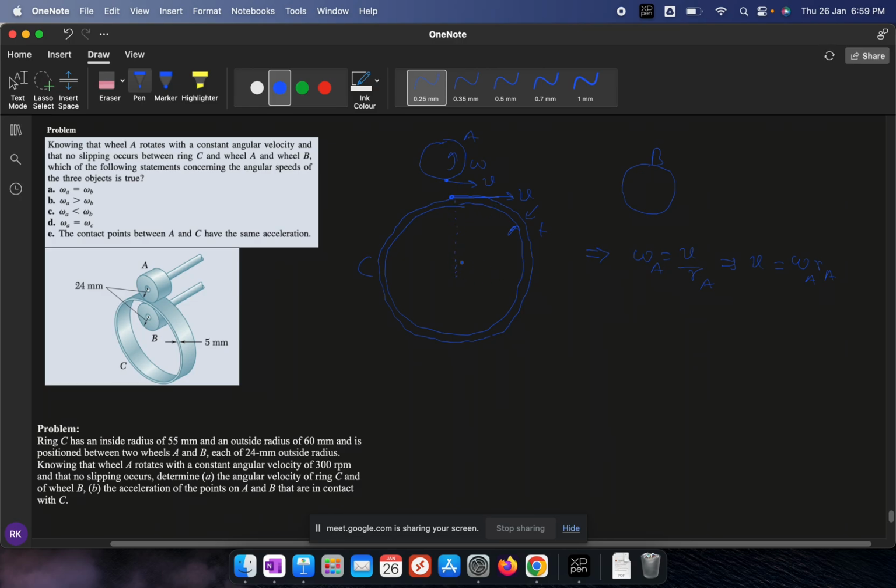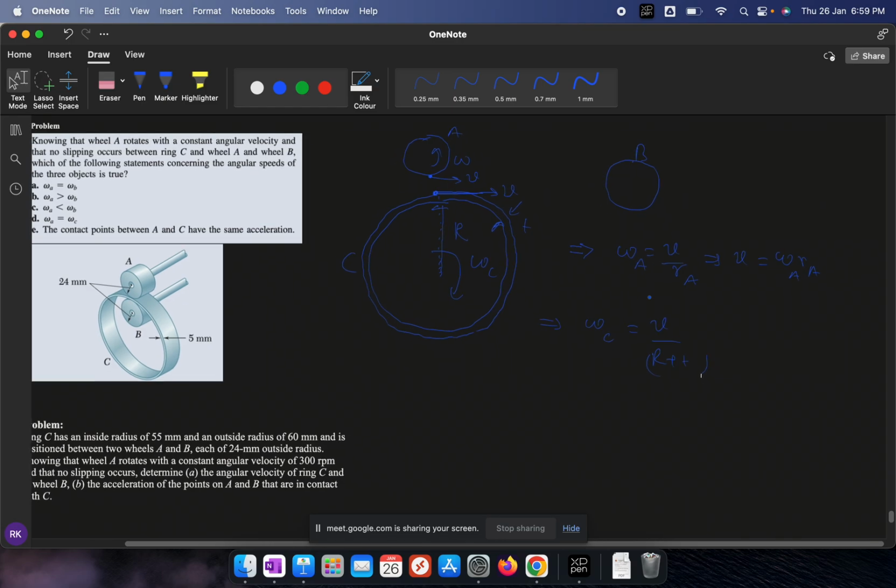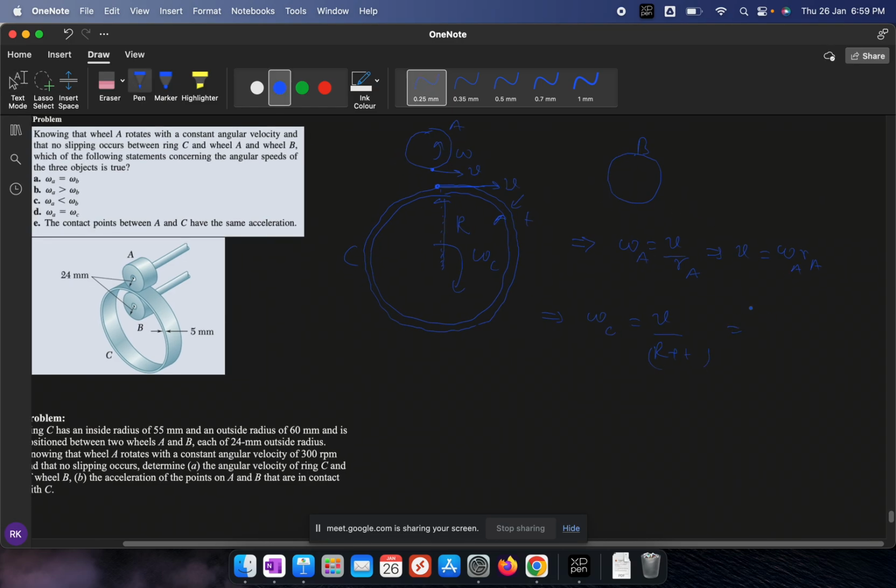Now consider the omega of wheel C is omega C. Suppose the radius of this wheel is capital R and the thickness is t. Then omega C equals V divided by R plus T. Now replace V from here: omega C equals omega A times r_A divided by R plus T.